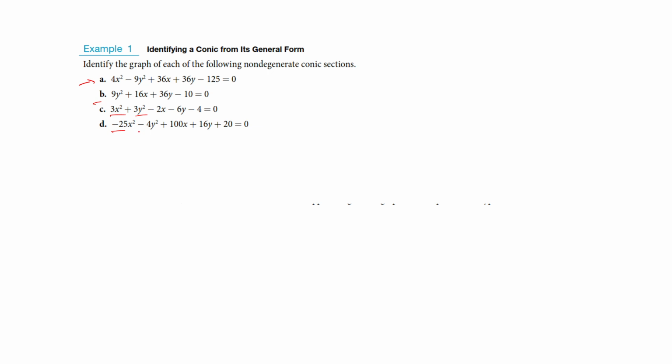Okay, now this one they're trying to trick us. We have two negative coefficients in front of x squared and y squared, but if I were to divide through by a negative number, this is going to create both x squared and y squared to be the same sign. They're both going to be positive. So this is a little deceptive, but these are going to wind up having the same sign when I put this in standard form. So this is going to be an ellipse.